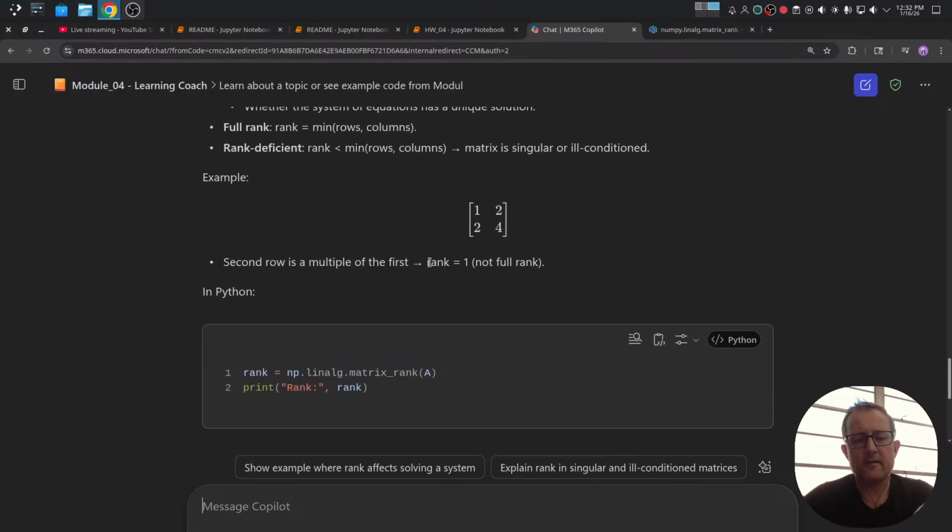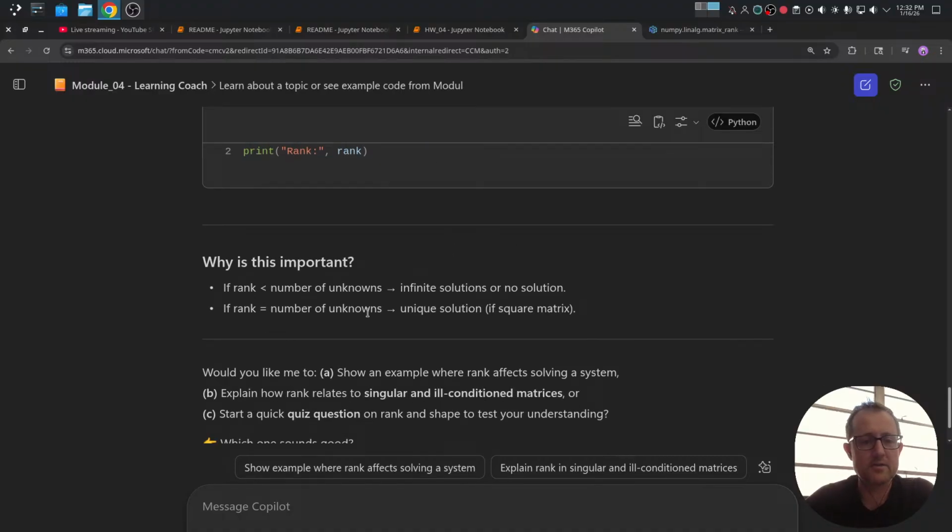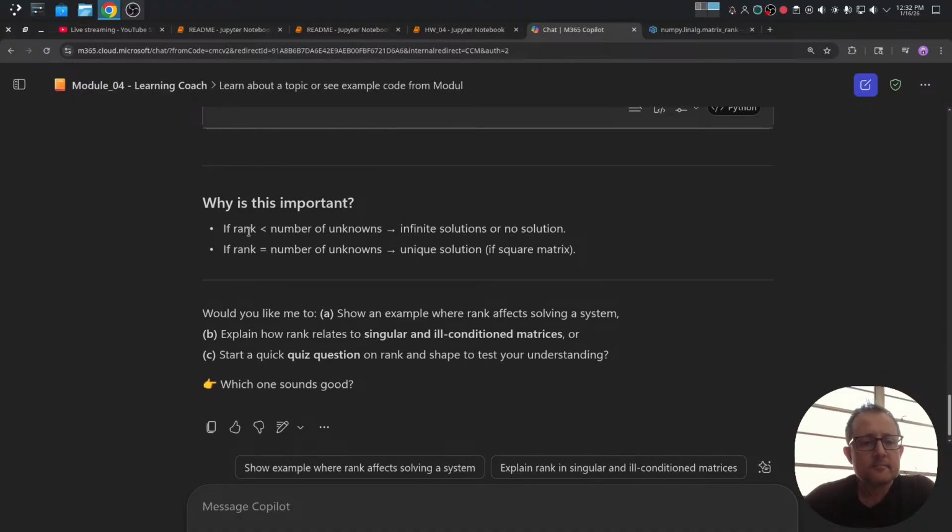So when you have one of the rows as a multiple of another one, and this is the same example that came up in the reading, like 1x plus 2y equals something, and then 2x plus 4y equals something else. Those are linearly dependent equations. Like if I solve one, there's not a new equation that needs to be solved for the next one. So if the rank is less than the unknowns, infinite solutions.